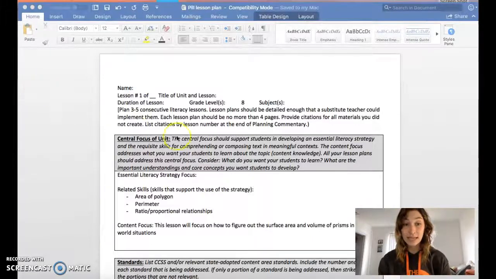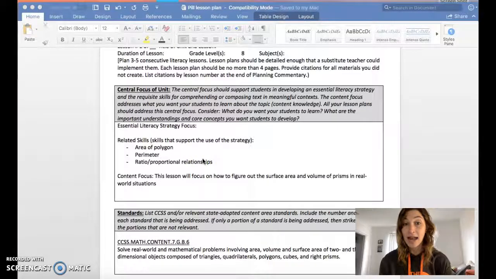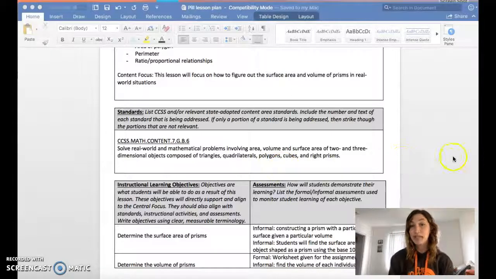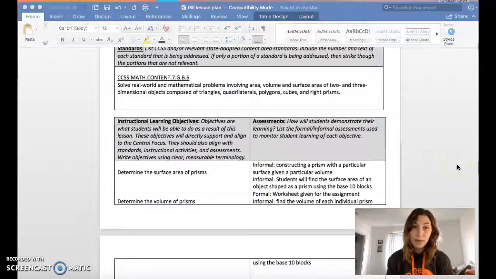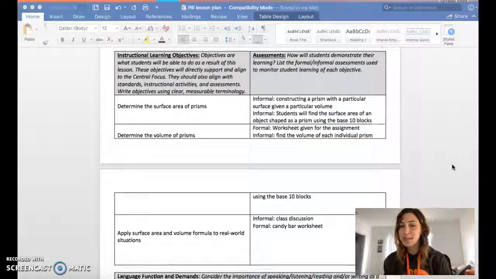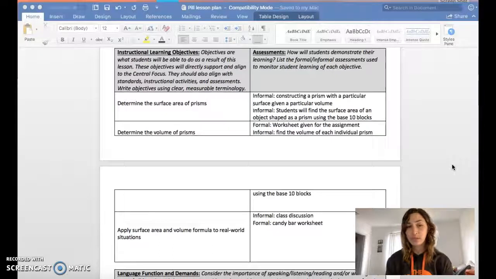So the content focus is, this lesson will focus on how to figure out the surface area and volume of prisms in real world situations. And the objective, just for the standards, is to solve real world and mathematical problems involving area, volume, and surface area of 2- and 3-dimensional objects composed of triangles, quadrilaterals, polygons, cubes, and right prisms. And the learning objective is for students to determine the surface area of a prism, determine the volume of a prism, and apply surface area and volume formulas to real world situations.